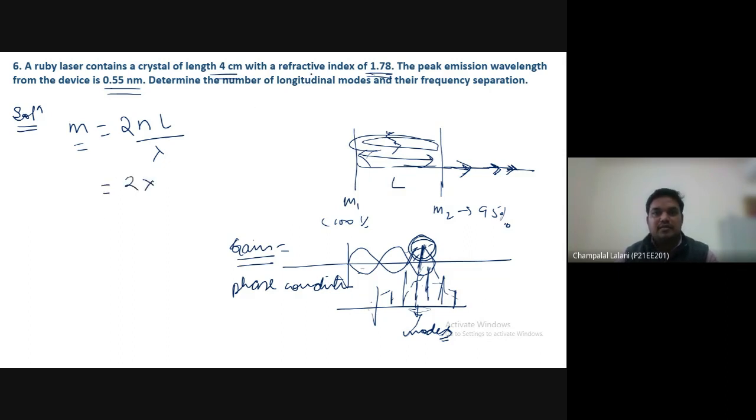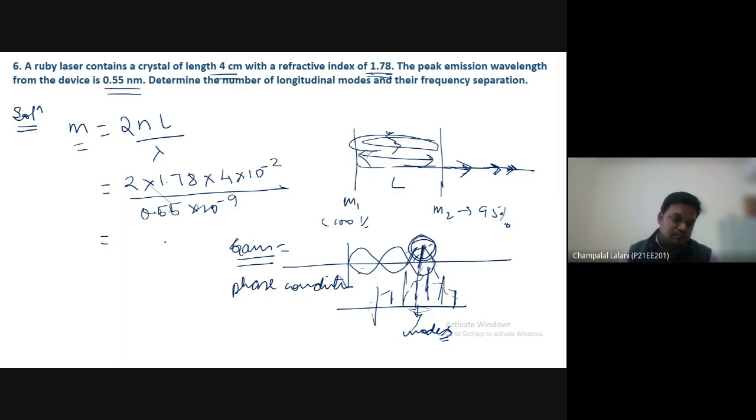Two into n, which is 1.78, into L, 4 centimeter, or if I write it in meters, 4 into 10 to the power minus 2, upon lambda, 0.55 micrometer, 10 to the power minus 9. If anyone has got the answer, write it in the message box.